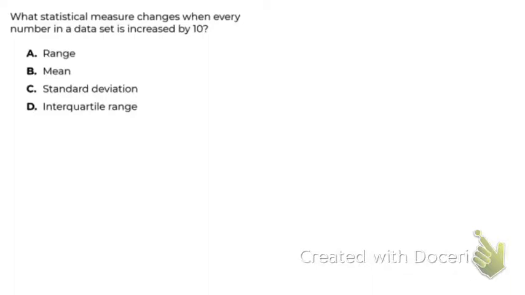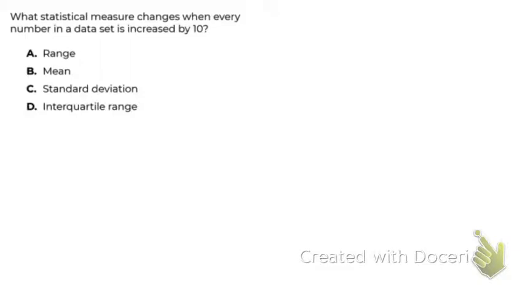Here it says, what statistical measure changes when every number in a data set is increased by 10? So they're giving us options: range, mean, standard deviation, and interquartile range. Now in our course, we haven't talked about standard deviation yet, so we're not going to even consider that. We're going to look at A, B, and C, or A, B, and D, and if none of those are the answer, then we'll assume the answer is C.